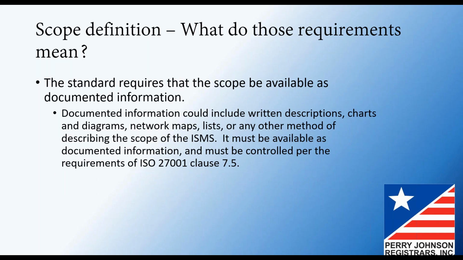And then lastly, the scope being available as documented information. So this could be a written description. It could include charts and diagrams, network maps, lists. And in many cases, it's going to be a combination of those things. But there's also something that's going to be the certification scope, right? And that's going to be the actual written scope statement that goes on your certificate. And you're going to want to make sure that that is as concise as possible, and that it accurately represents what your organization does and what's included in the scope of certification.